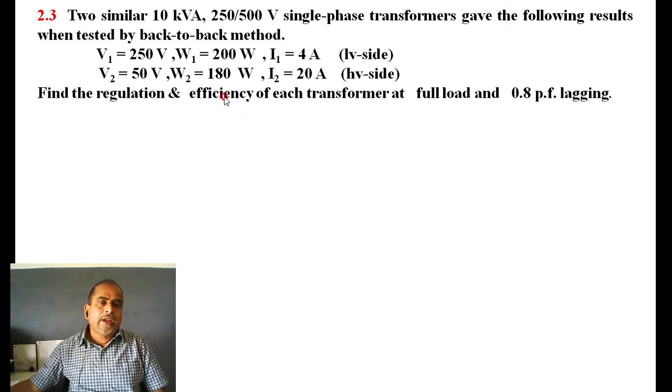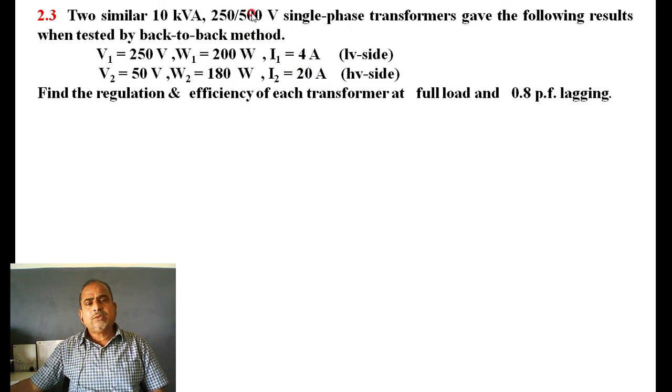For efficiency we need the output, that is X into kVA into power factor, divided by X into kVA into power factor plus iron loss plus copper loss. Iron loss we are getting here for two transformers is 200 watts. For each transformer it is 100 watts, and the copper loss is at 20 amperes.